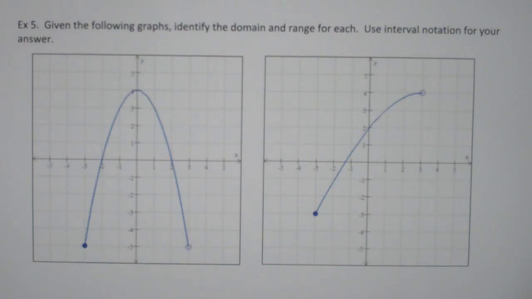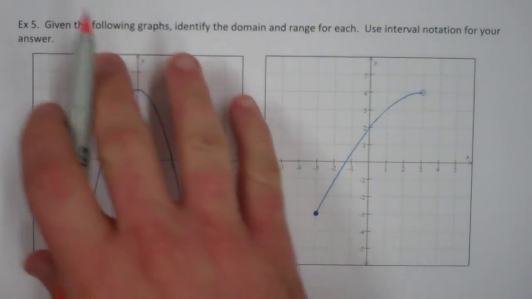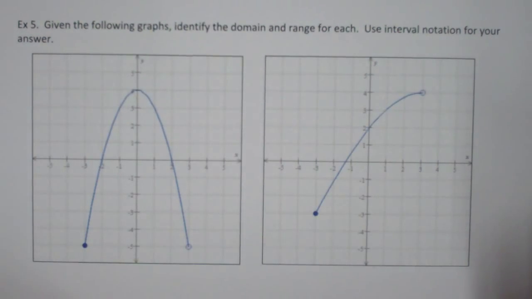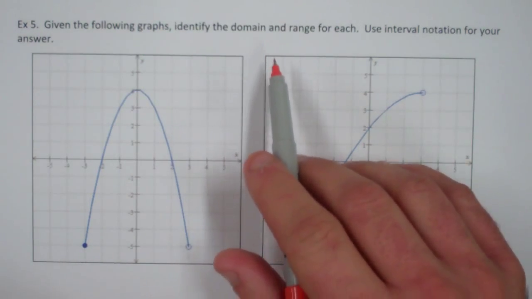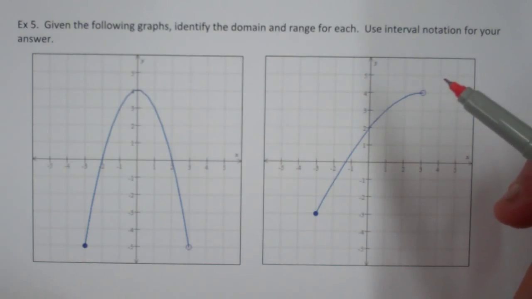In this example, we have two graphs. We want to identify the domain and range for each. So we'll treat this as a separate problem and this as a separate problem. We'll use interval notation for our answer. So the domain and the range, the domain is just all the possible values of x, and the range, that's all the possible values of y.